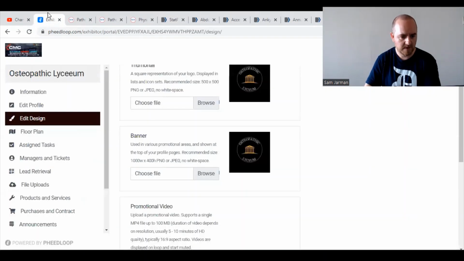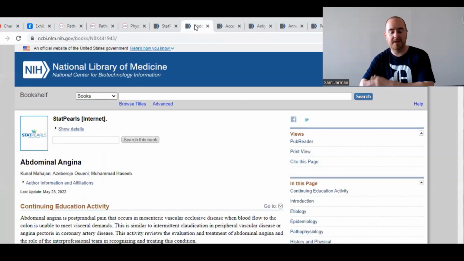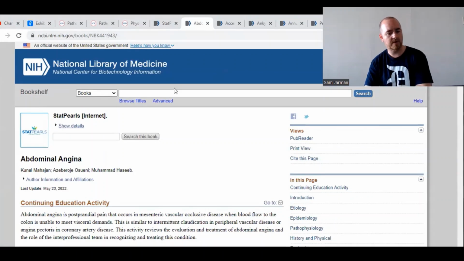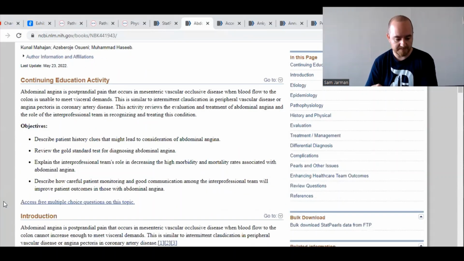Hold on. Just pull this down a little bit so I can get to where I want it to be. I'm going to go into one that I chose before. This is abdominal angina. And I will just correct something here. All right, I'll pull this up to a point that I can use it. So this is the entry in that StatPearls pathophysiology resource for abdominal angina.